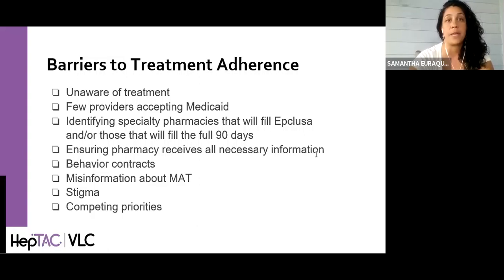And so linkage staff, again, it's important that they be there so that they can advocate for the patient and say either, look, this is a hurdle we have to jump because this is our only provider, or, if we have the opportunity, talk to the provider and provide them some education around that. Misinformation about MAT: we have some providers who will say you shouldn't take hepatitis C treatment if you are on MAT, and that is incorrect.